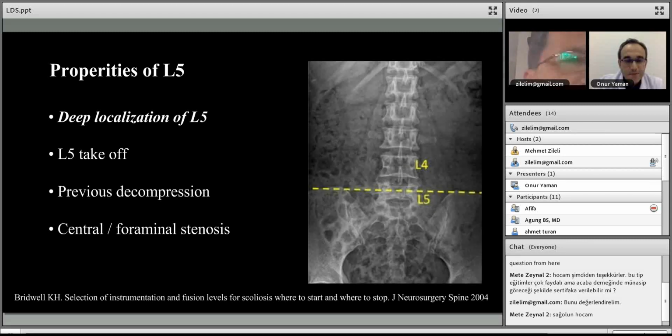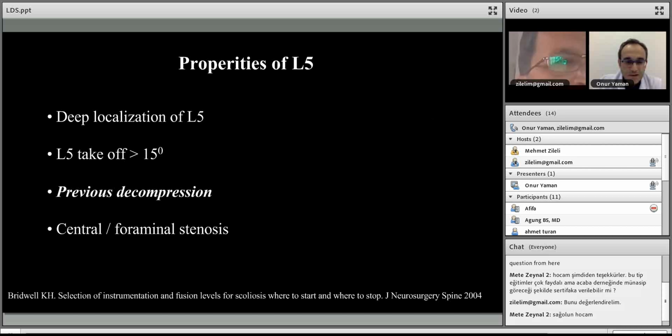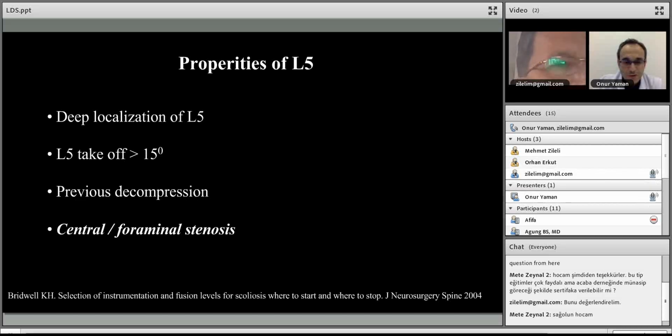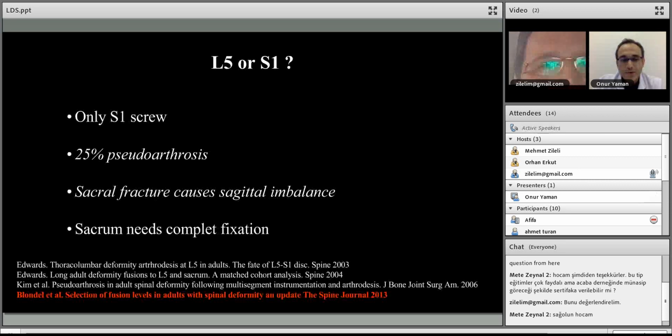The L5 takeoff is another parameter. If the patient has a previous decompression at L5, S1, and if there is a central or pyramidal stenosis, you have to choose the L5, S1 segment. So now we come to the decision-making part.